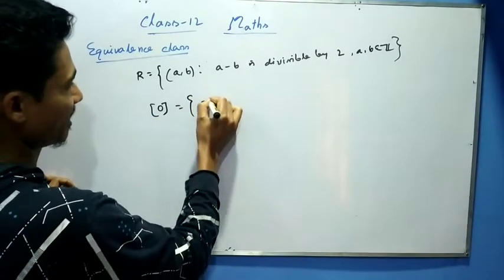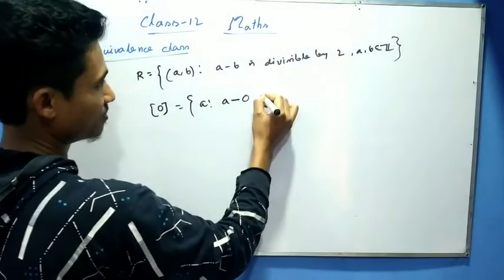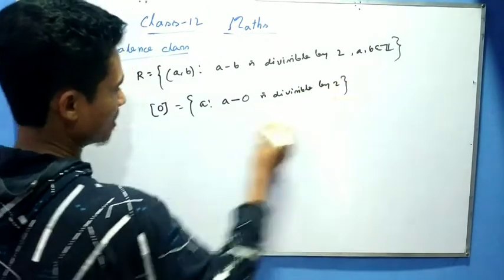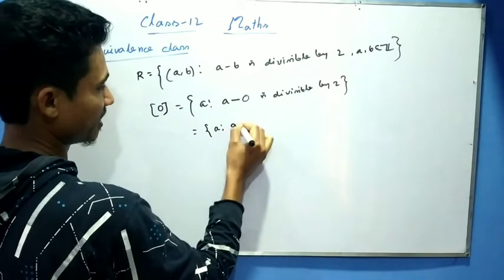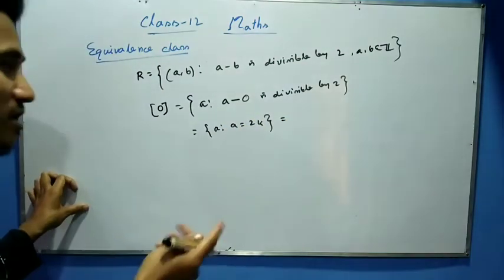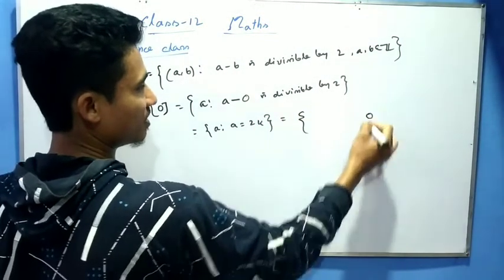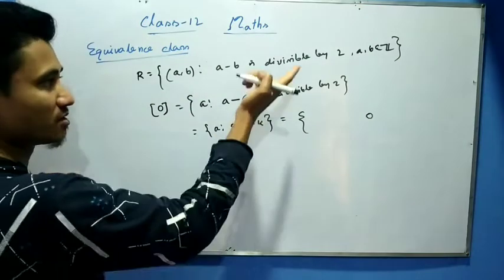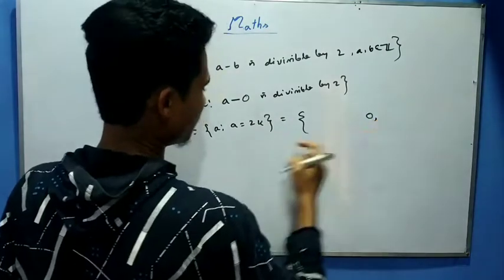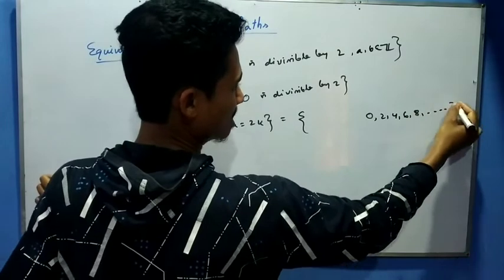What is the value? A such that you have to replace b by that element. A minus 0 is divisible by 2. That means a such that a equals twice k. Now what are the possible values? Now you can take negative also. If I put k equal to 0, then a equals 2 into 0, and a belongs to Z, the integers, so it will come. Next, if I put k equal to 1, then 2, then 4, then 6, then 8, and so on.